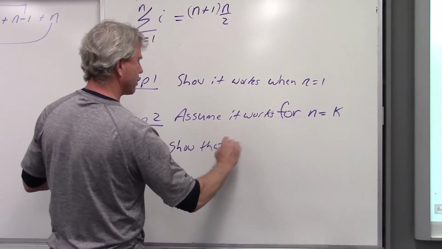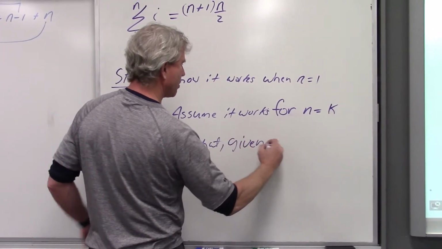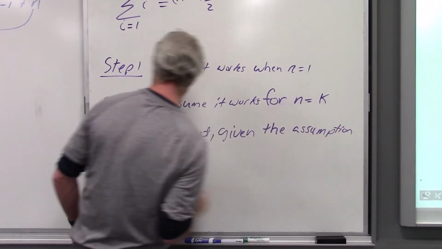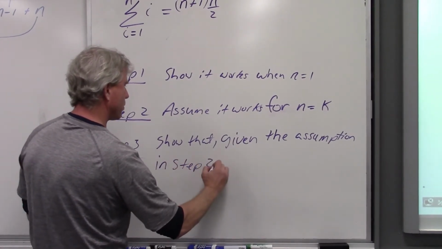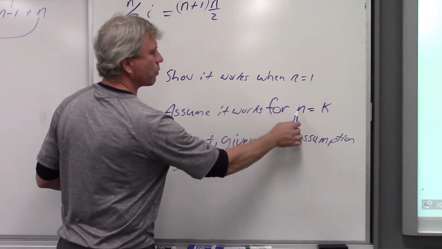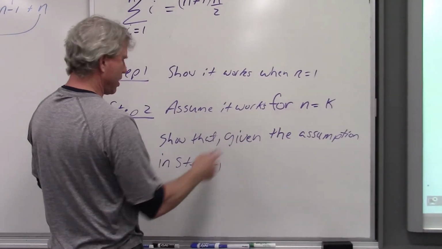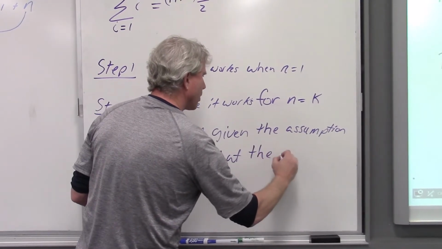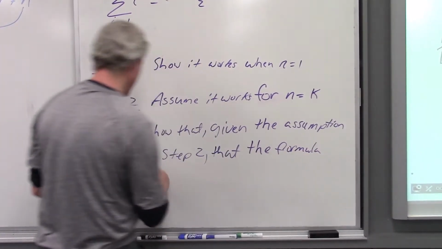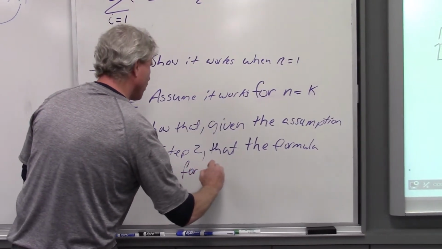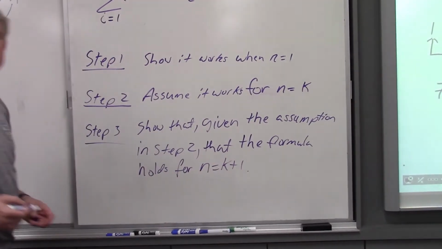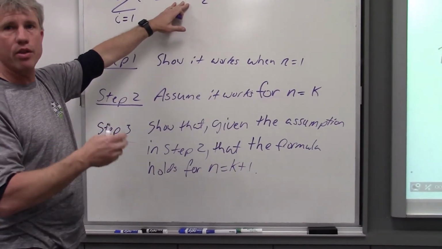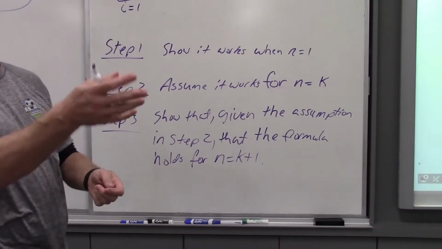And then step 3 in the process, show that given the assumption in step 2, the assumption being that the formula holds when n is equal to some integer k, the formula holds for n equals k plus 1. If I do this, then I show that the formula works for all positive integers, 1 through n as n goes to infinity.